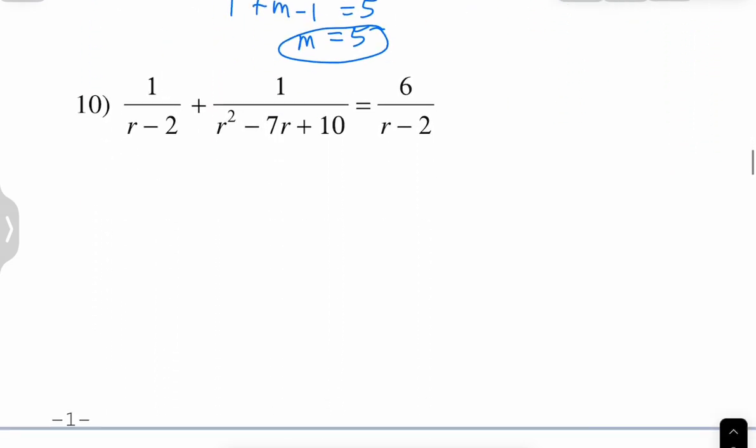Okay, let's do number 10. We have to get this into factored form or it doesn't work. Okay, so this one, just write it like this. Put all your factors, your binomials, in parentheses. The factors of 10 that will add up to 7 are 2 and 5. So this is going to be r minus 2 and r minus 5.